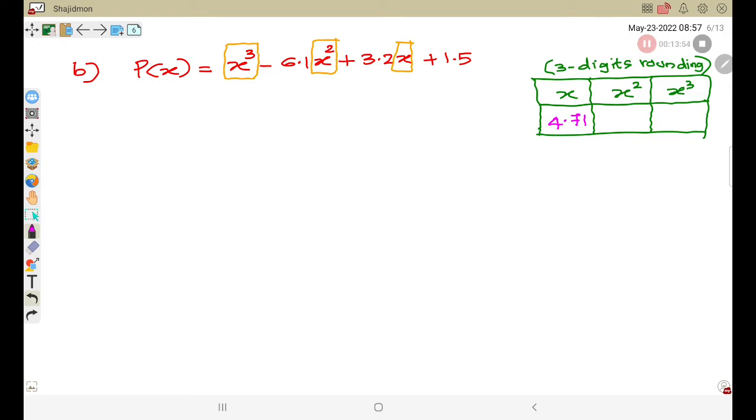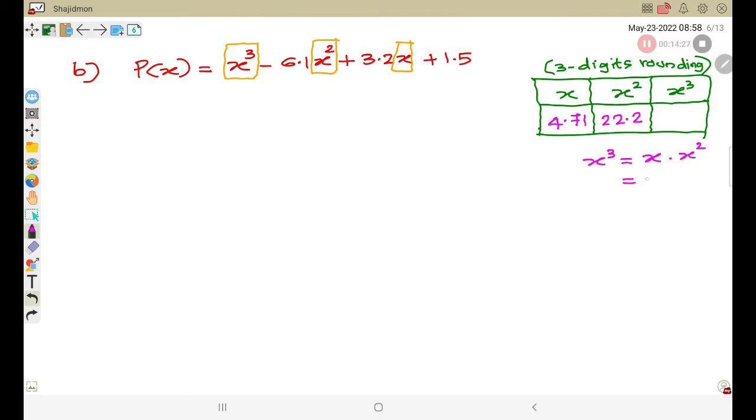Now x power 2, you can check by calculator, x multiply x, 4.71 multiply 4.71. You will get 22.2 because we need to take 3 digits rounding number. Now calculate x power 3. When you are calculating x power 3, you multiply the x number and the x power 2 number. That is the meaning of x power 3, correct? So x power 3 means x multiply x power 2 number.